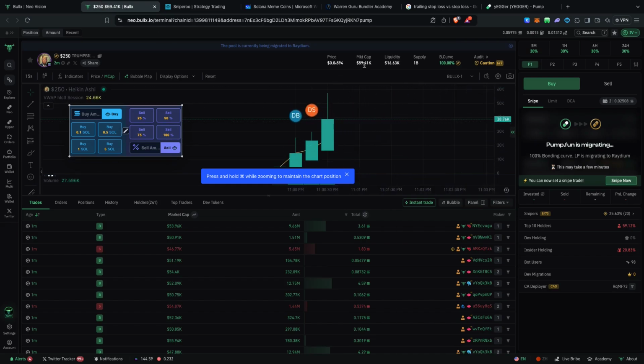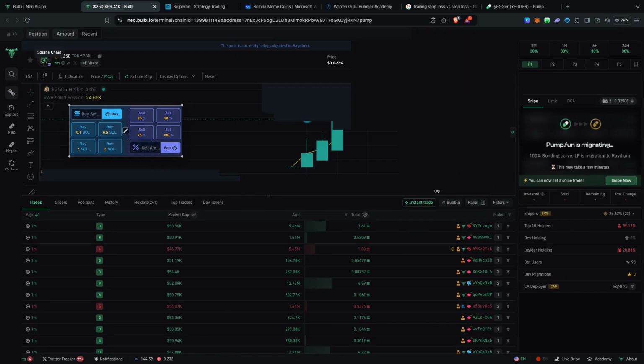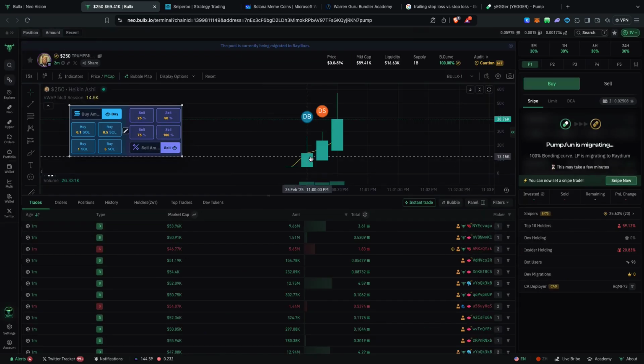Right now, it's actually already migrated. Because I was talking to you guys and chatting, I missed this particular trade, but I would have gotten in less than 1 minute of it being created. I would have gotten in at around 12,000 US dollars, and I would have already done a 3x.